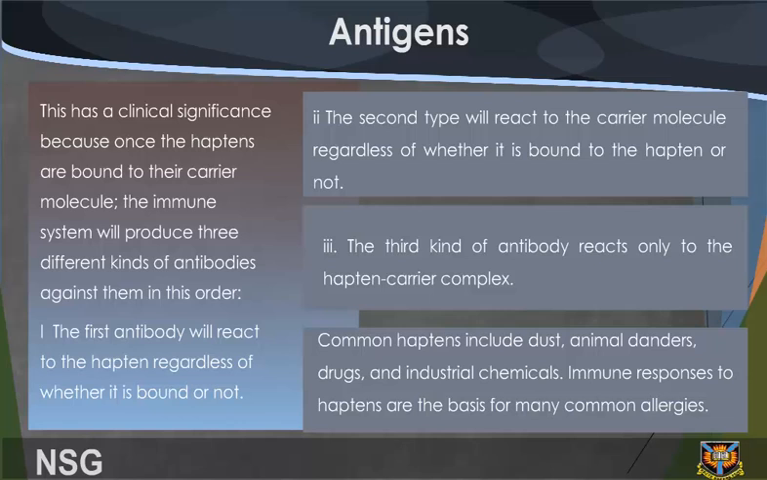3 different kinds of antibodies against them in this order. 1. The first antibody will react to the hapten regardless of whether it is bound or not. 2. The second type will react to the carrier molecule regardless of whether it is bound to the hapten or not. 3. The third kind of antibody reacts only to the hapten-carrier complex. Common haptens include dust, animal danders, drugs, and industrial chemicals. Immune responses to haptens are the basis for many common allergies.